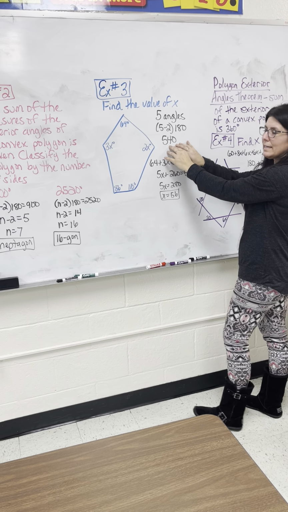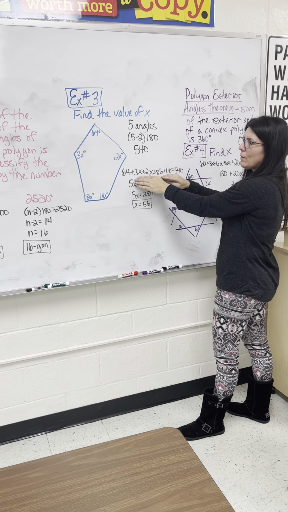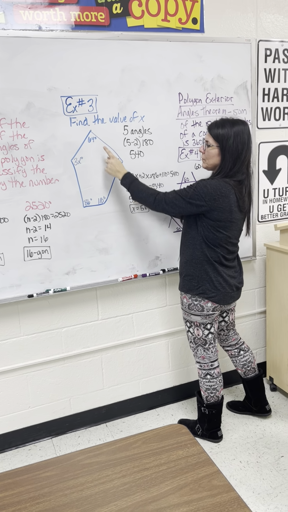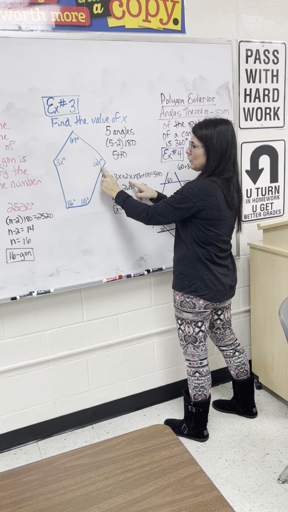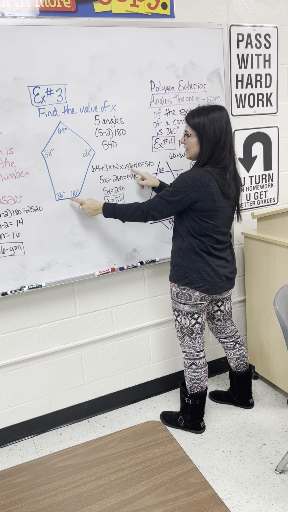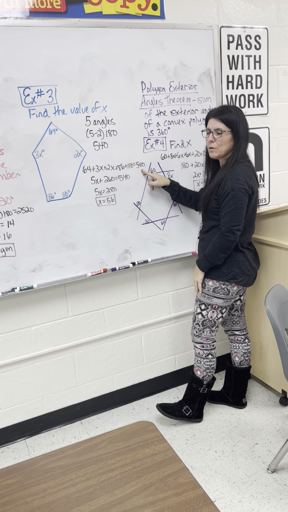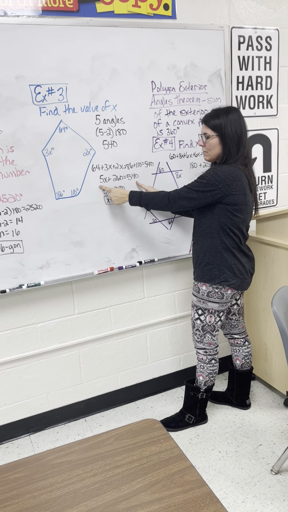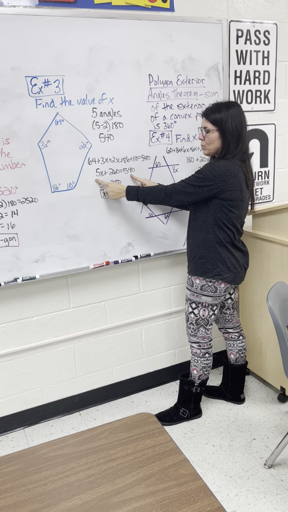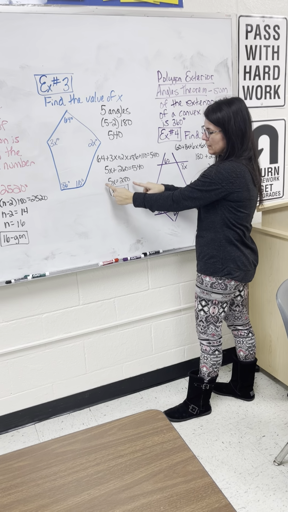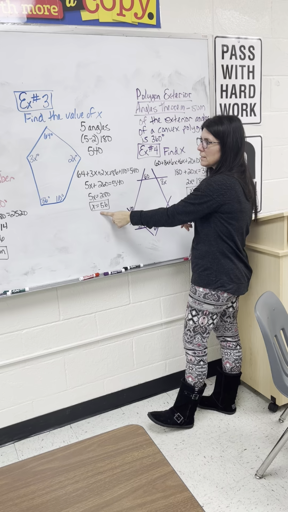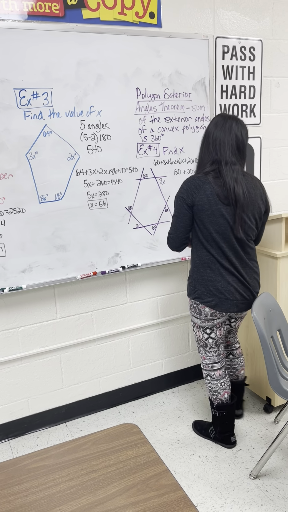The reason why I did that is so that I can set up an equation. I know this is really little, so what I did was 64 plus 3x plus 2x plus 86 plus 180 gives me 540. I consolidated everything that I could, and I got 5x plus 260 is 540. Subtract 260 and divide by 5. So this unknown, that x is 56. One last example.